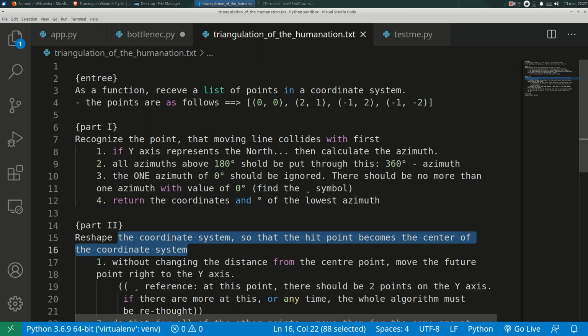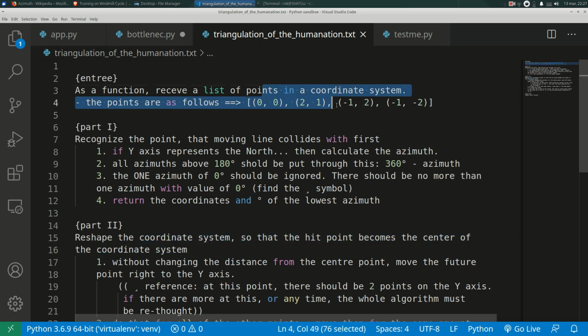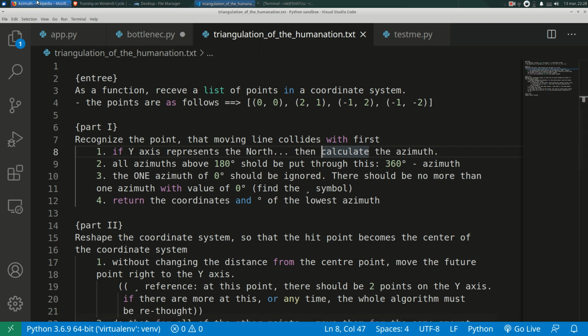Now let's do that. We have to do that for each one, so we might prefer making a Python script that does that for us. So if the y-axis represents the north, then calculate the azimuth. Now how do we calculate the azimuth? We did it in the previous video. It has to do with points.